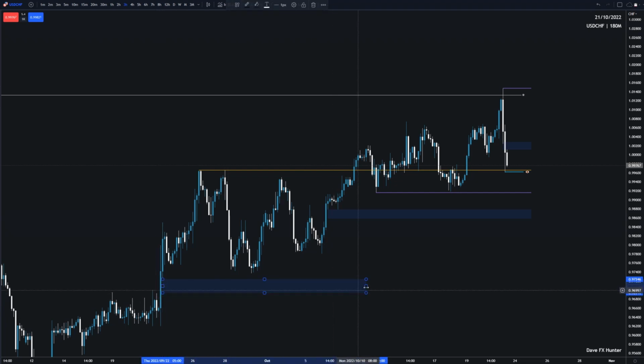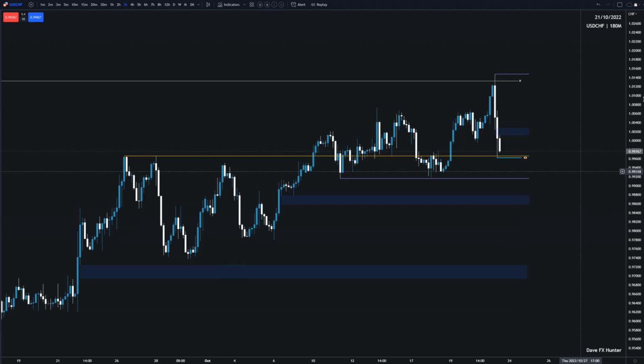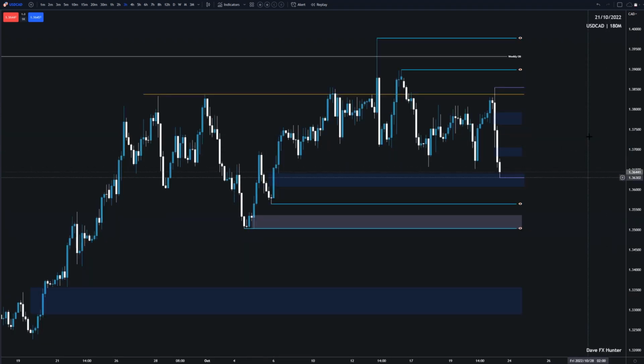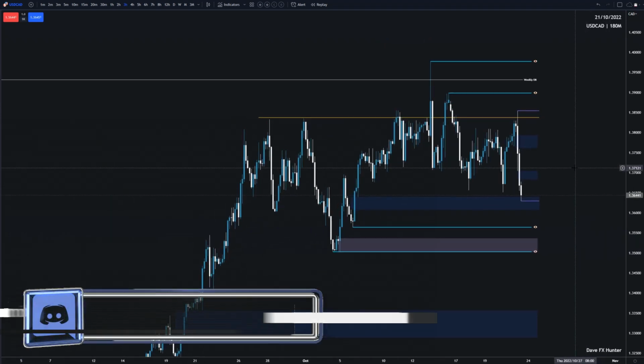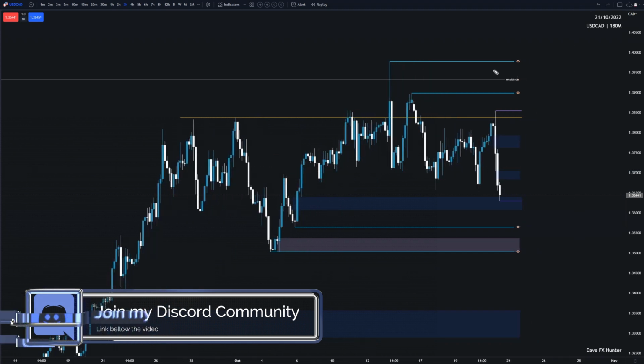There are a lot of factors right now which can affect the prices of the currencies, but I think that we will see a pullback on the dollar. So here is USDCAD, again a reaction on the weekly order block.